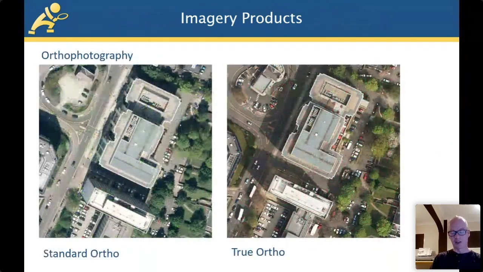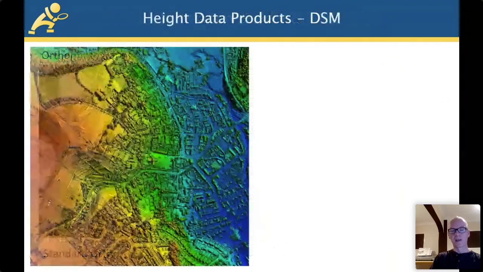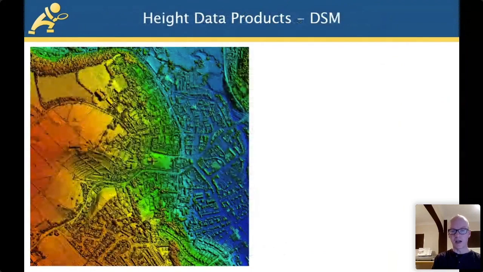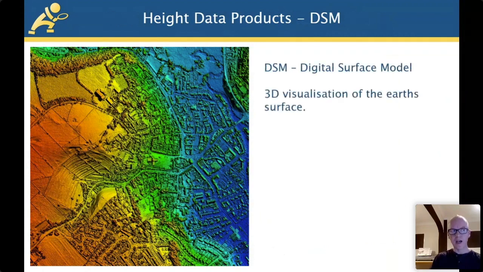And again, another illustration of standard ortho versus our true ortho using the DSM, showing how much more detail. And again, the surface model, we have that as a product. We generally edit out any noise and spikes, typically over water areas. That's a highly useful product. It's got loads of applications.